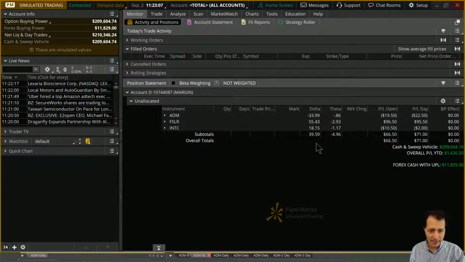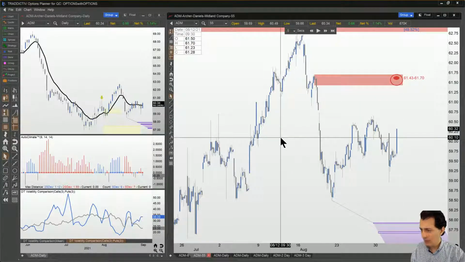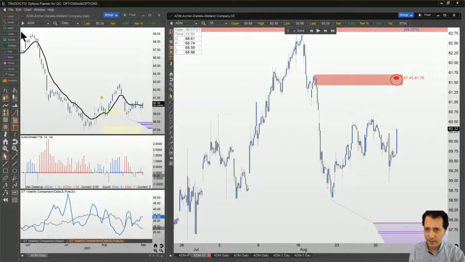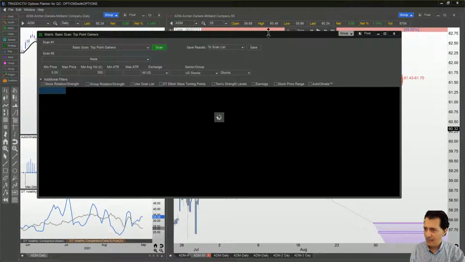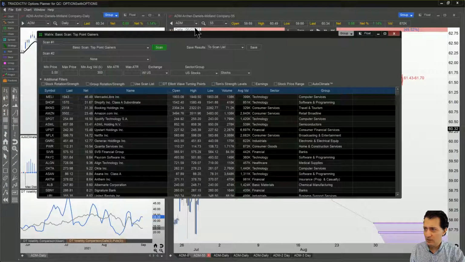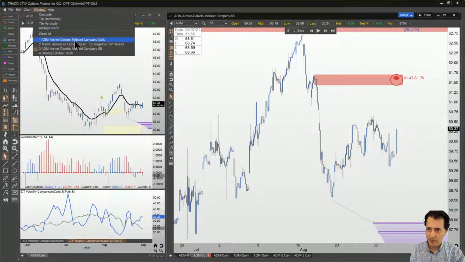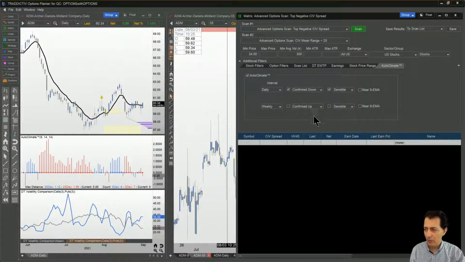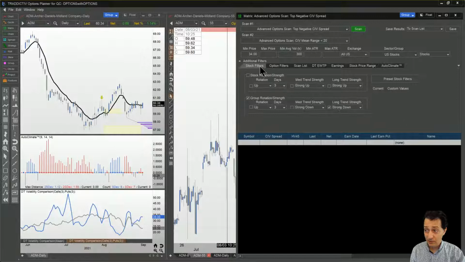Anyway, I took a little bit more time than I thought when it comes to reviewing the trades. So let's keep going, guys. And I want to get now into planning new trades. I want to kill two birds with one stone, which is looking for a new trade, but also talking a bit more about the matrix and how to scan for things.